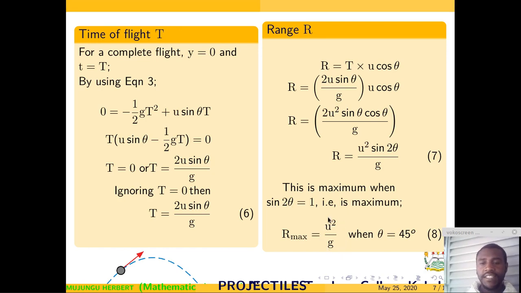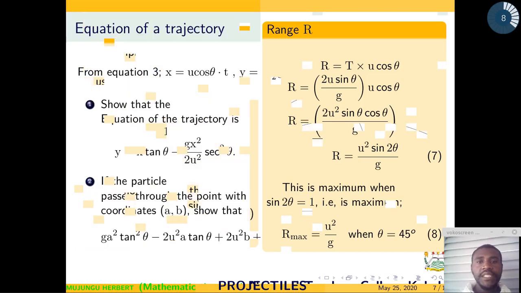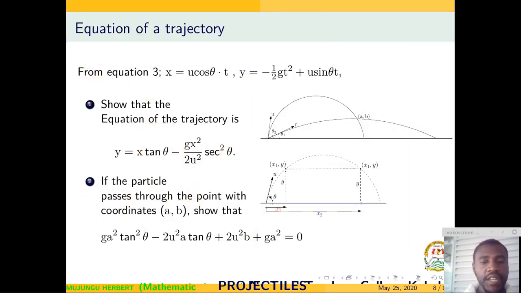In such a case, range would be u squared over g, which we refer to in our expression here as the maximum range, the maximum horizontal displacement a particle can reach from the point of projection. Now we have another general equation which we call the equation of a trajectory. The proof, you'll try it during your free time.